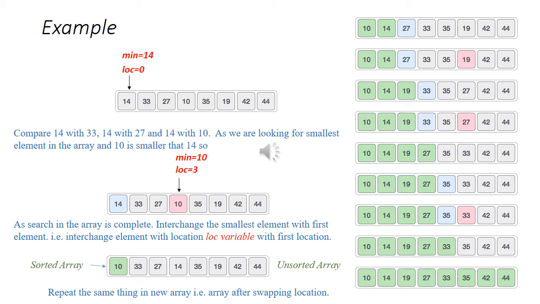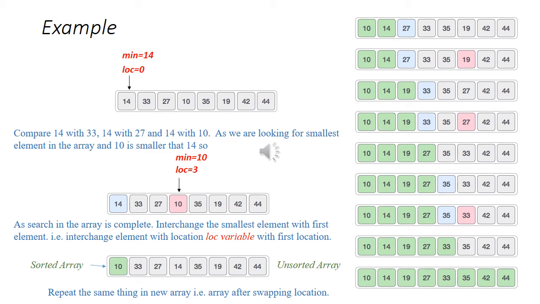That is, interchange the element at location LOC with the first location. Means you are going to change the element at LOC3 with the first location element. So after exchanging, you find a sorted array of element 10, and the rest of the elements 33, 27, 14, 35, 19, 42, 40, 44 are part of the unsorted array.